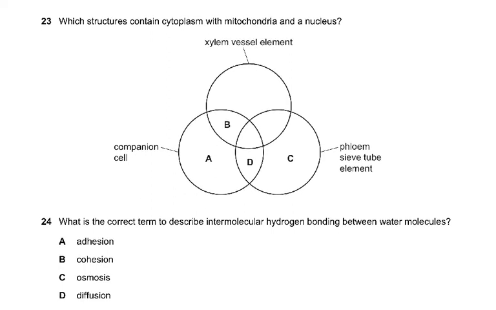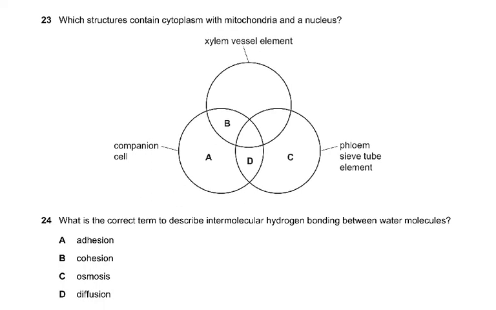Question number 23. Which structures contain cytoplasm with mitochondria and a nucleus? Xylem doesn't contain any. We have to understand they were asking you three things: xylem, phloem sieve tube element, and companion cell. So the only thing which is present is A. Companion cells only contain all the three, you see. Xylem will have nothing in it. Phloem sieve tube element will have a little bit of cytoplasm, but it will not have a nucleus and mitochondrion.